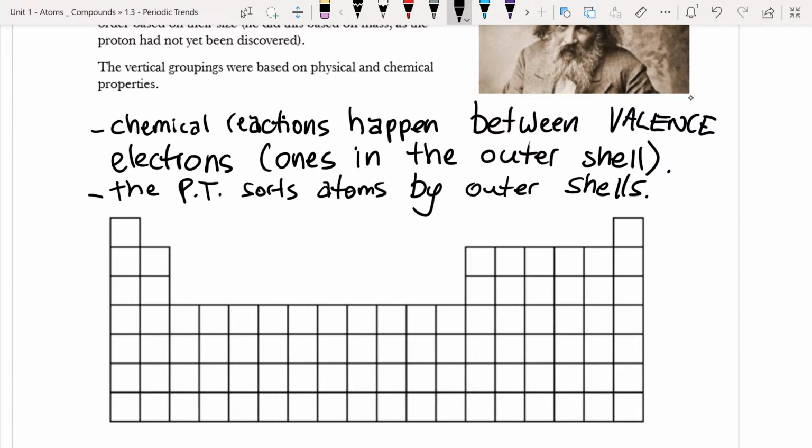So I've put a periodic table here. It's just missing a little bit of information. What's it missing? The elements. Yeah, all the stuff. Just a little bit. All the stuff, but that's okay.